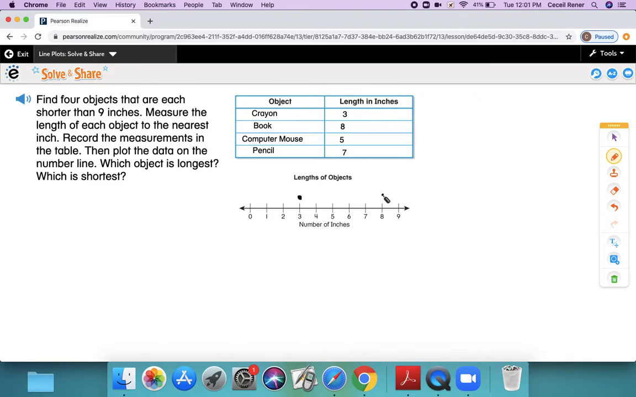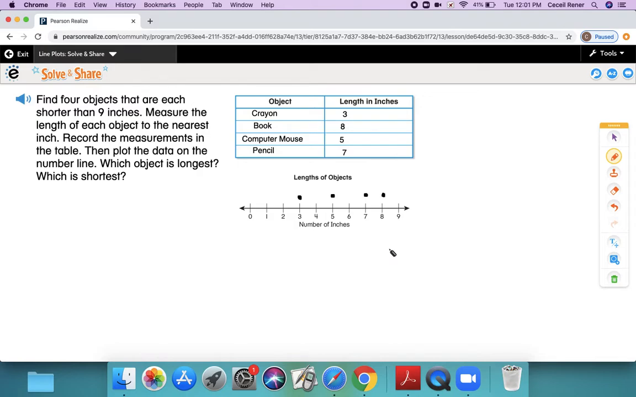So I'm going to put a little dot for my book. My computer mouse was 5, so I can put that there. Oh, that one looks kind of square. And then my pencil was 7 inches, so I could put that there. Now I can look at my data that I have. It's all on my line plot.